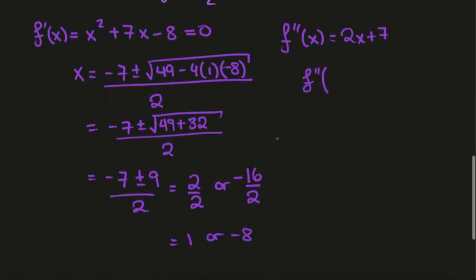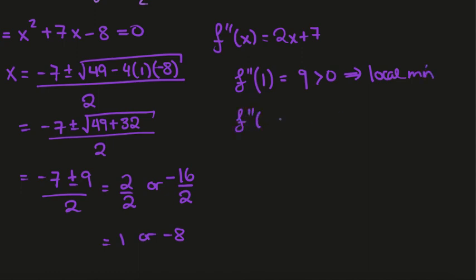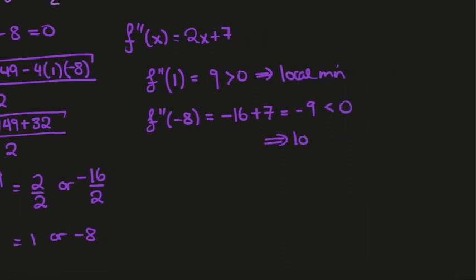Now the second derivative evaluated at 1 is 9. That's greater than 0, which tells us that we have a local min at 1. And if we input minus 8, then we'll have minus 16 plus 7. That's minus 9, which is less than 0. And this says that we have a local max at x equals minus 8.